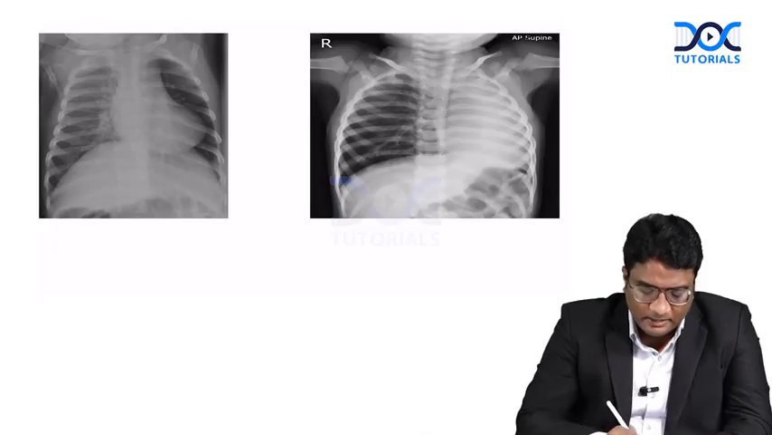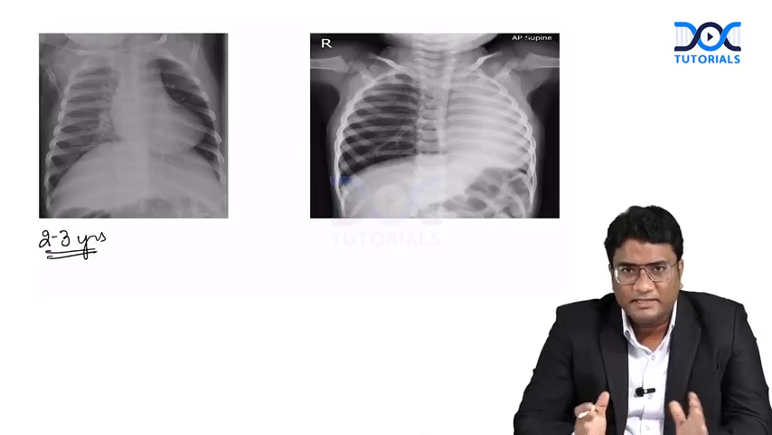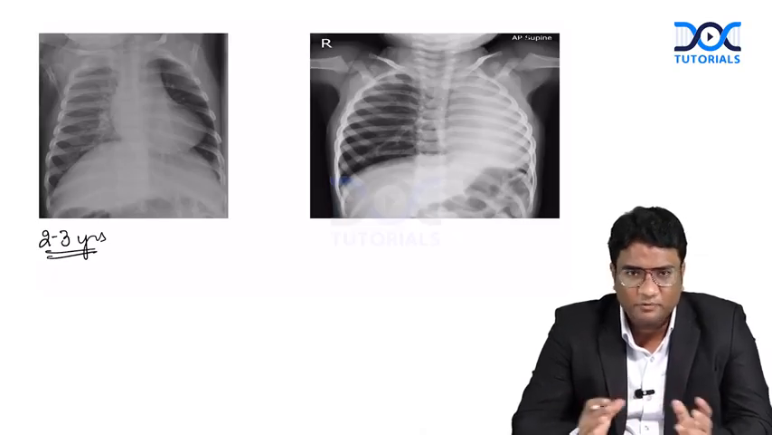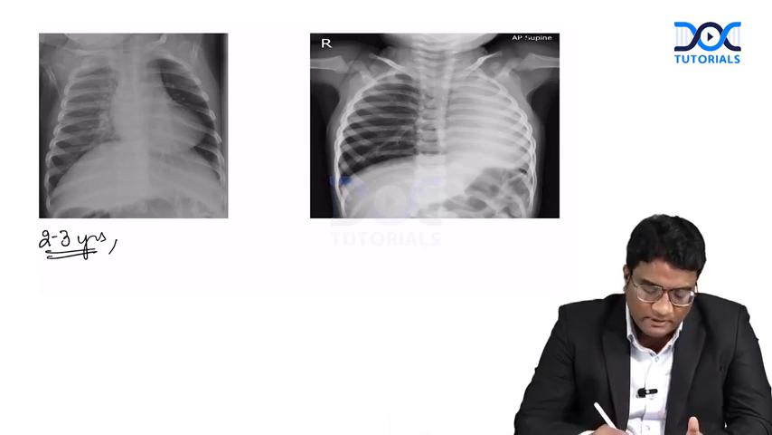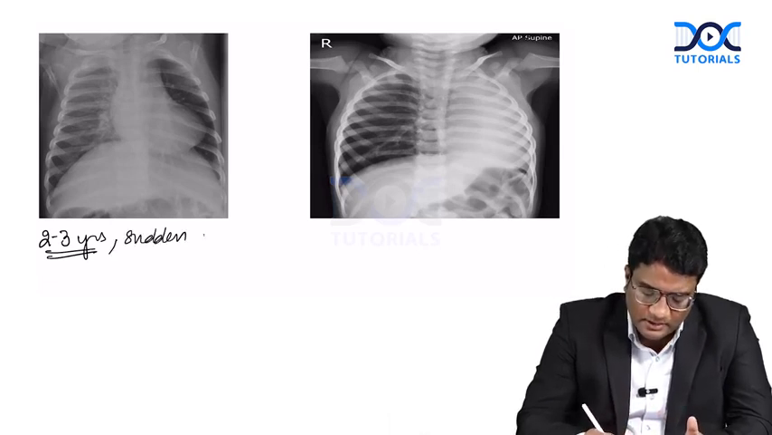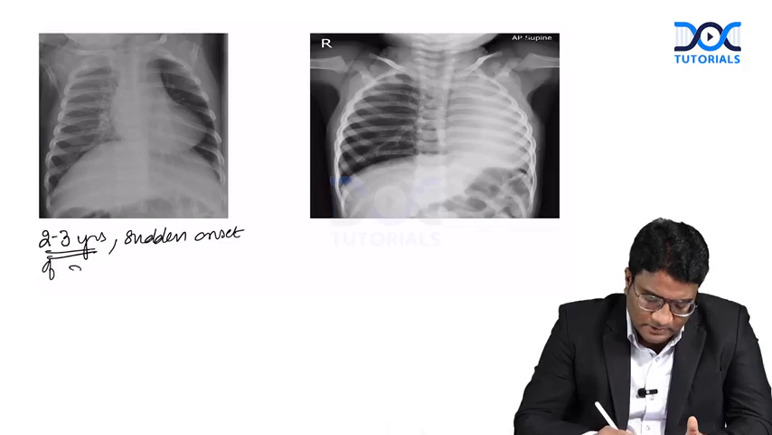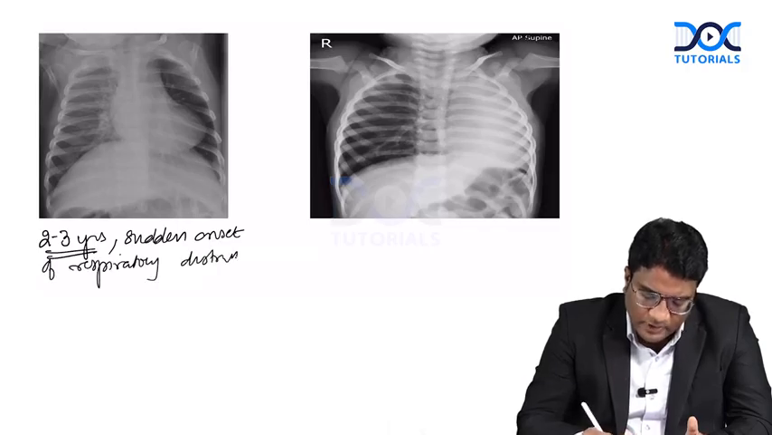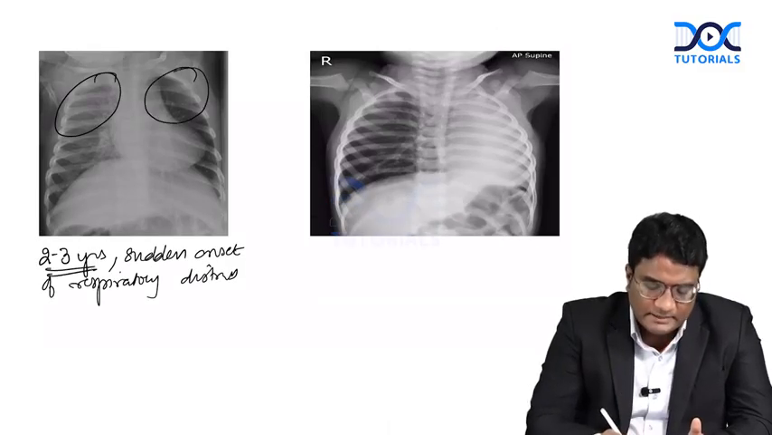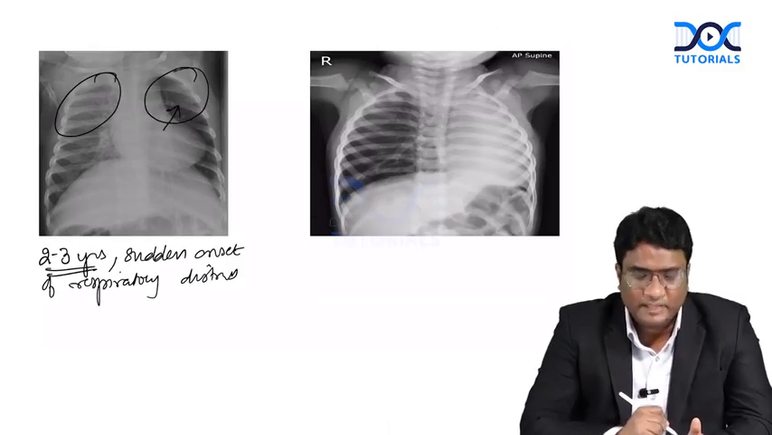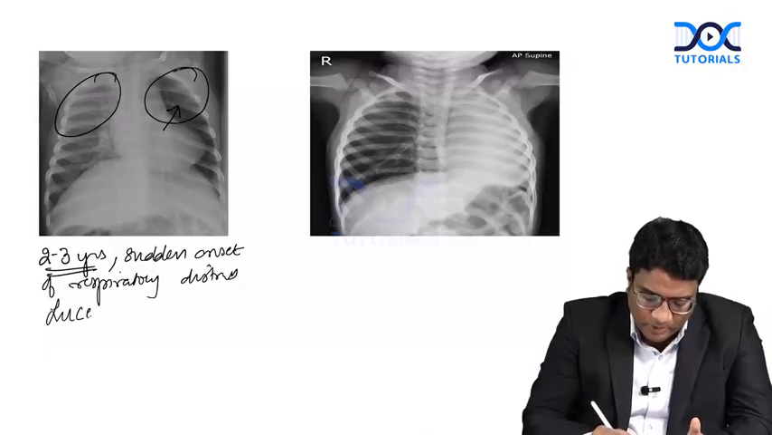Now this is an important clinical scenario. When you have a child between 2 to 3 years of age, generally this is a child who is able to move and explore things independently of the mother, moving and playing around in the room. This 2-3-year-old child has developed sudden onset of respiratory distress. He was fine but suddenly developed respiratory distress. When you take a chest radiograph and compare the lung fields, you can see a lucent hemithorax on the left side.